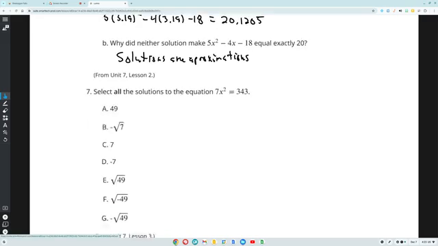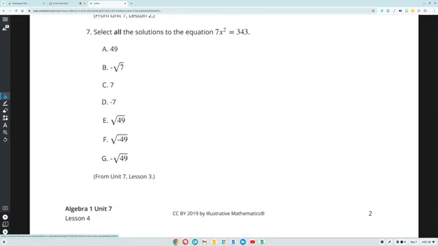Problem 7 says select all the solutions to the equation 7x squared equals 343. If I were to solve this equation, I would divide both sides by 7, and I would get x squared is equal to 49. And I would solve by taking the square root of both sides. As I do that, I know that the square root would produce a positive and a negative version of 7. So really, I'm looking for all the expressions that are equivalent to 7 or to negative 7, because I know those are my solutions.